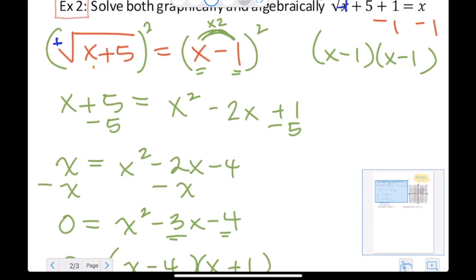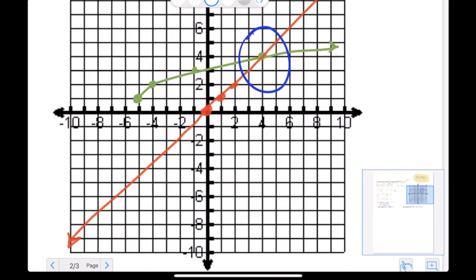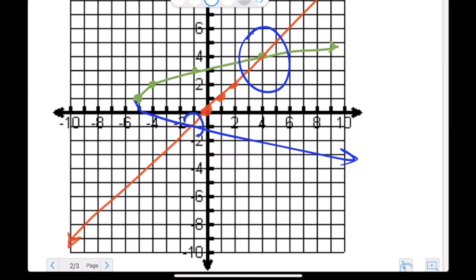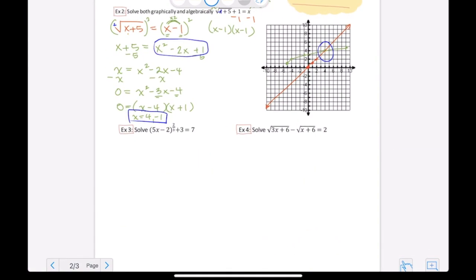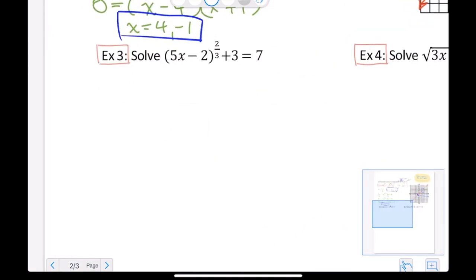Why is it? Well, it's because when we squared it, we created a parabola. So it'd be like if we were to do this, the other side of the parabola right here, it would intersect right there. But that side of the parabola, it doesn't exist because we're dealing with a square root function and not a quadratic. Okay, example 3.